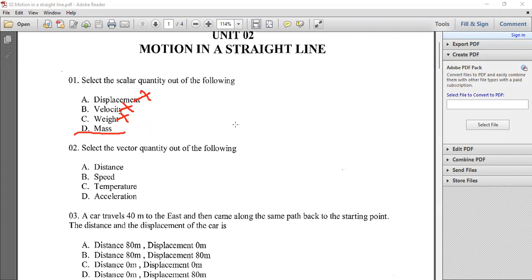So the second question asks us to find out the vector quantity. So the way you have learned, distance is a scalar quantity, so that's wrong. Speed is a scalar. Temperature has no direction, so it is a scalar quantity. Acceleration is a vector quantity.